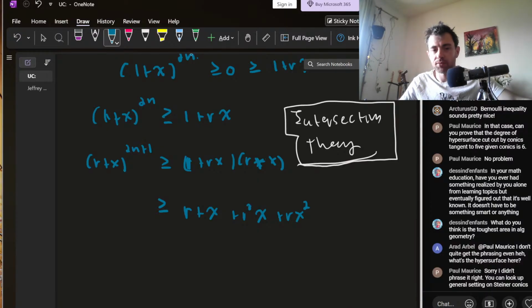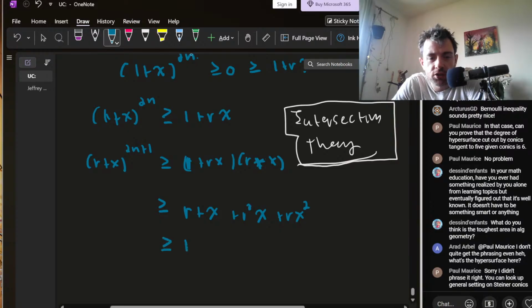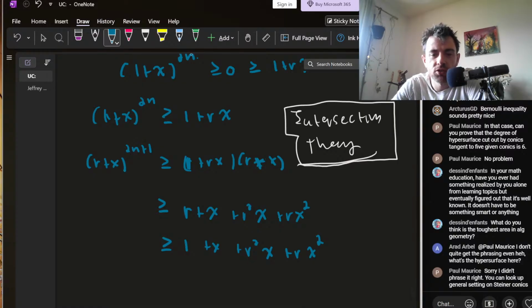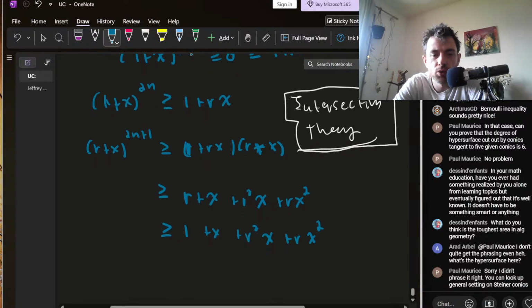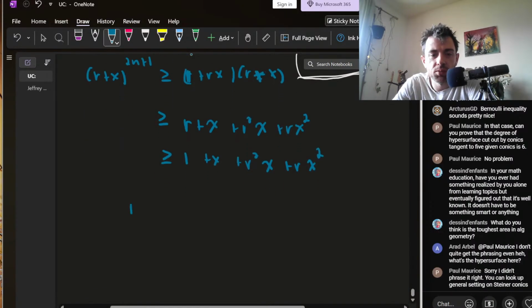Okay, let's see. Well, this term will be less than or equal. The r is less than or equal to 1. So we do get something like this. No, but I mean, I would expect this. Oh, yeah, I think 1 plus rx should be. So the goal then would be to prove this.